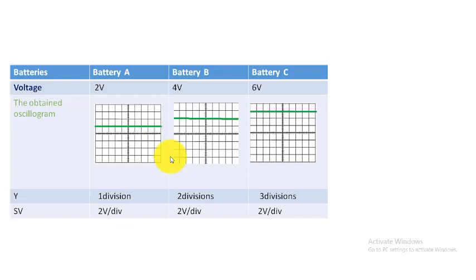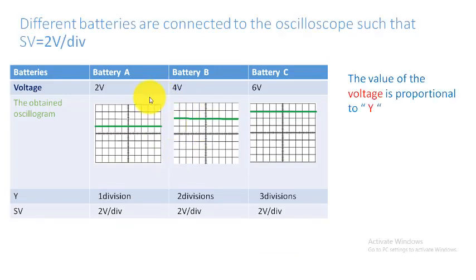Here we have an example of 3 batteries, battery A, B, and C. They have different voltages. Battery A, its voltage is 2. Battery B, it's 4. And battery C, its voltage is 6. These are the 3 oscillograms.